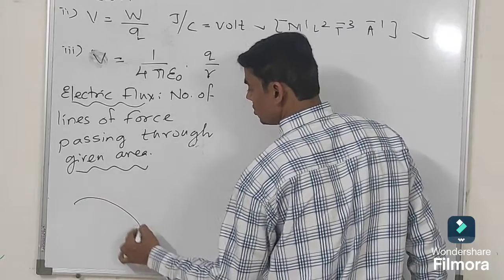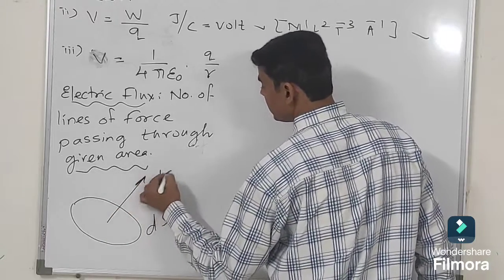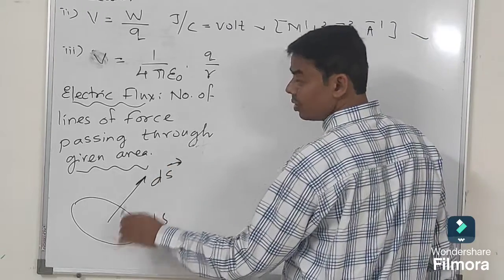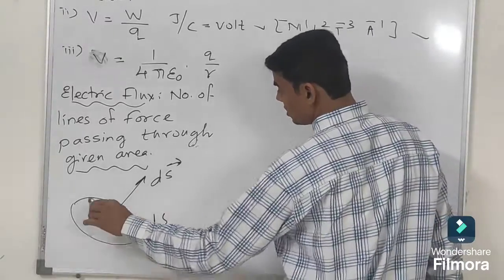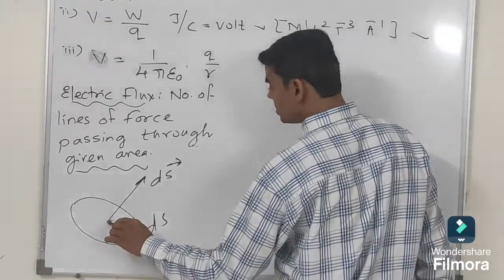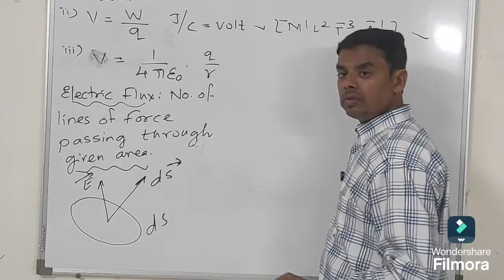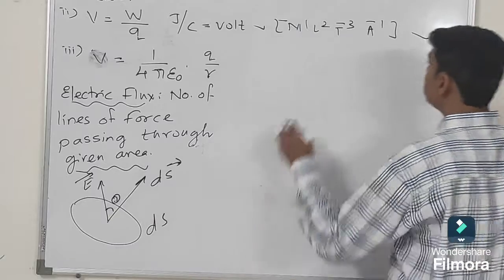Suppose we have this area ds, let this be the area vector ds bar. What is an area vector? A vector drawn normal to any surface and directed outwards. So this is the area vector drawn normal to this particular surface. Let E bar be the direction of electric intensity due to charge present over this surface, and let theta be the angle between E bar and ds bar.